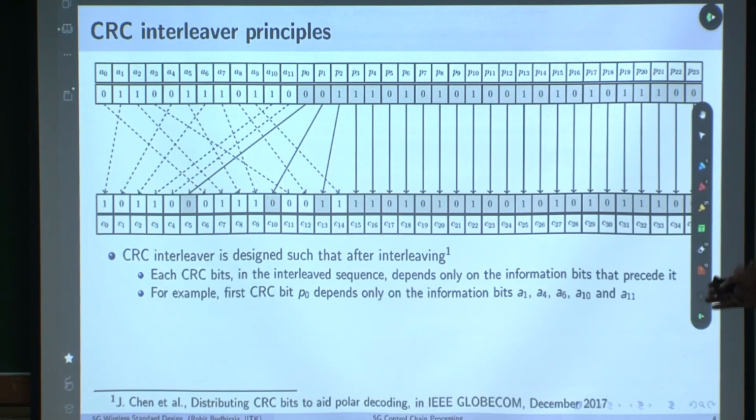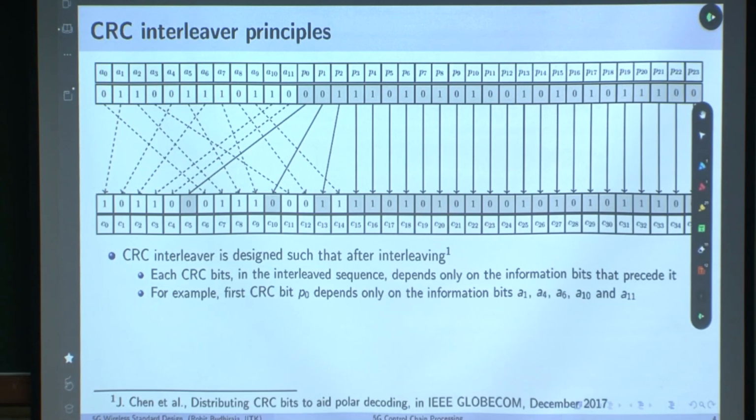This picture will make it clear. For example, take the first CRC bit, P0. The CRC polynomial which calculates the CRC decides the output. If you remember, the polynomial is some sequence, and the CRC which is generated is a function of the input and the polynomial. That polynomial decides which input bits will create that CRC bit. We did not discuss it from that perspective; I just gave you a recipe for creating this CRC.